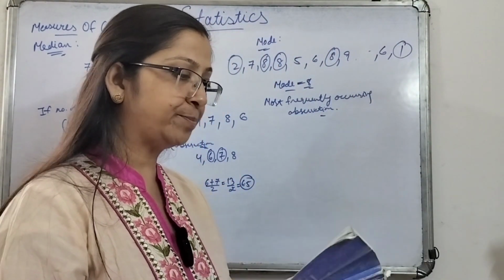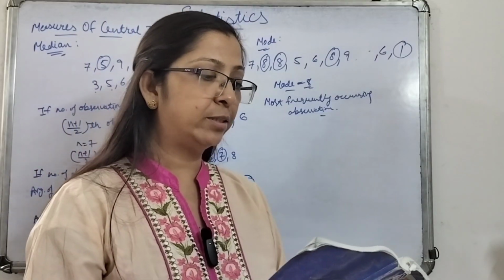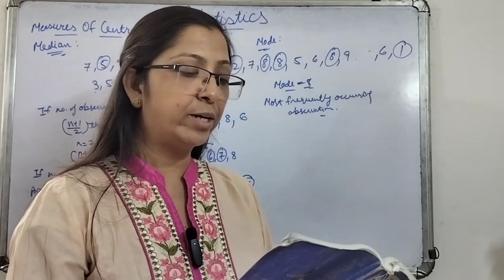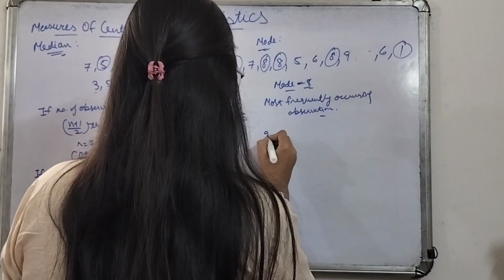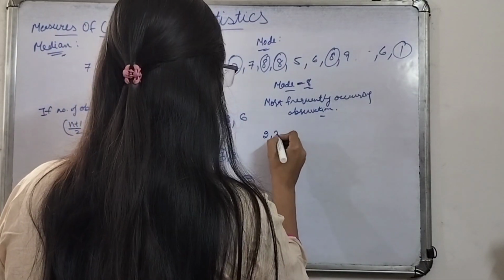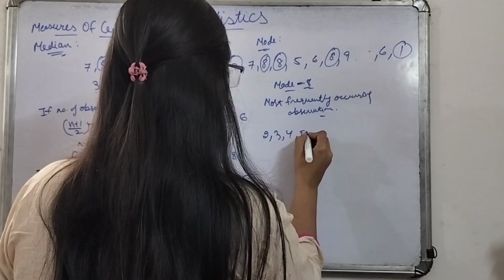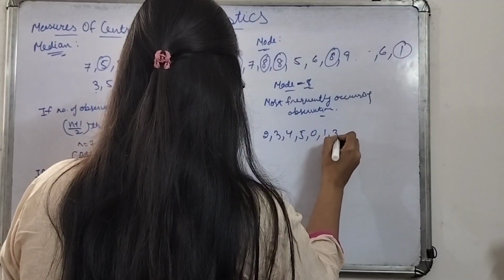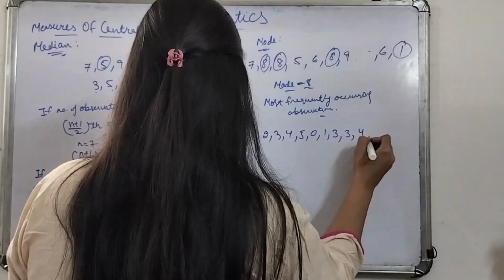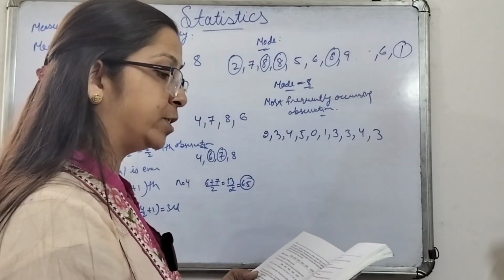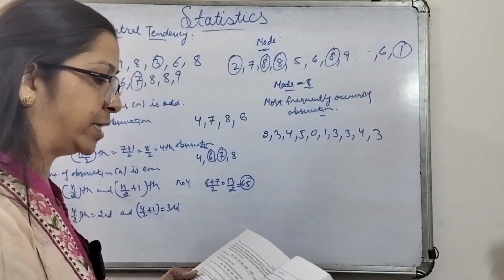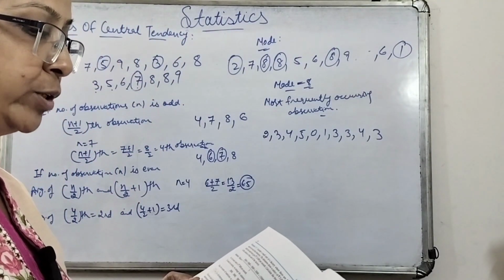Exercise 14.4, question number 1. The following number of goals were scored by a team in a series of 10 matches. The goals were 2, 3, 4, 5, 0, 1, 3, 3, 4, 3. These are the number of goals scored by a team in a series of 10 matches. Find the mean, median and mode.